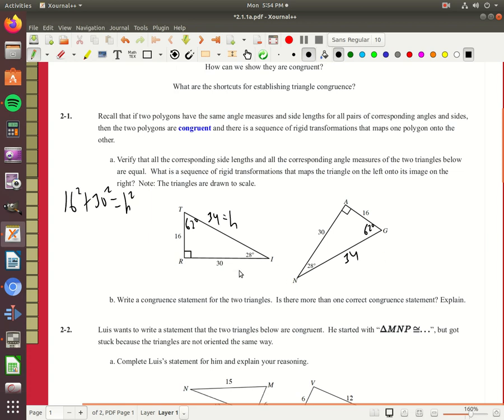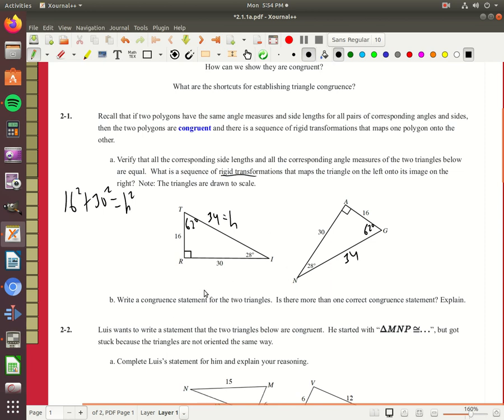And there you go. I used the Pythagorean theorem to prove that all the sides are the same length, and I used the triangle angle sum theorem to prove that all the angles are the same. It looks like if I rotated this one over, kind of brought this angle up here and then translated it, it would fit on top. So just answering the rigid transformation sequences, again from Integrated 1 as well.